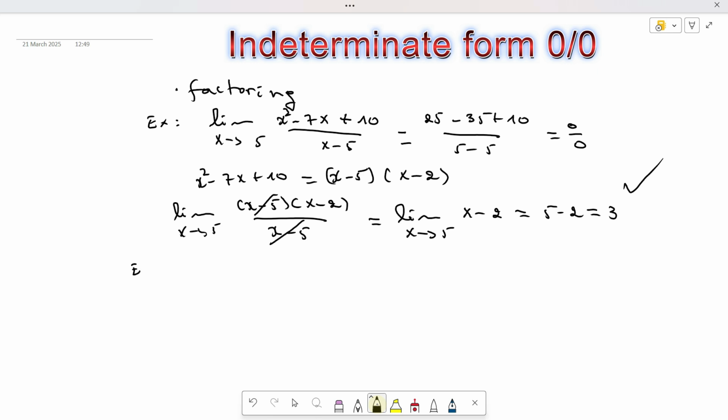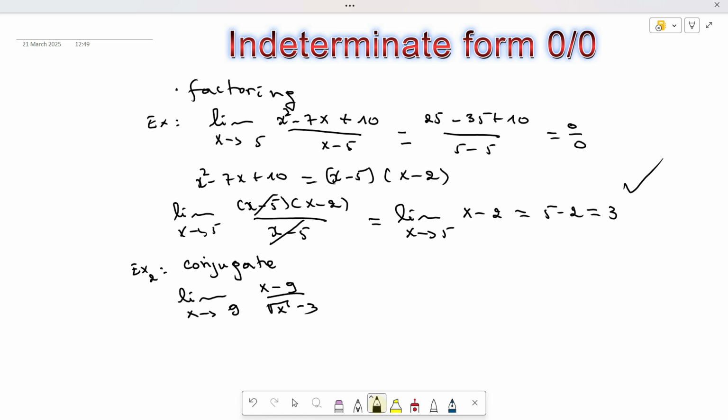Example number 2, where we can use, let's say, the conjugate. In which case, for instance, if you are asked to compute the limit when x tends to 9 of, for instance, x minus 9 over square root of x minus 3.